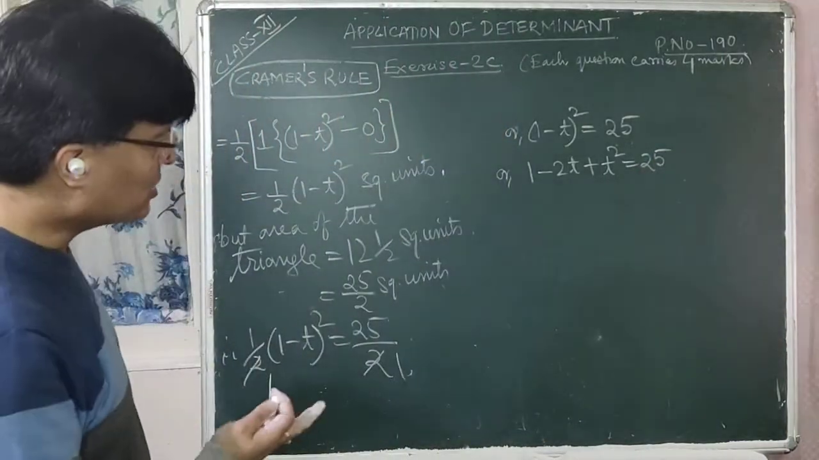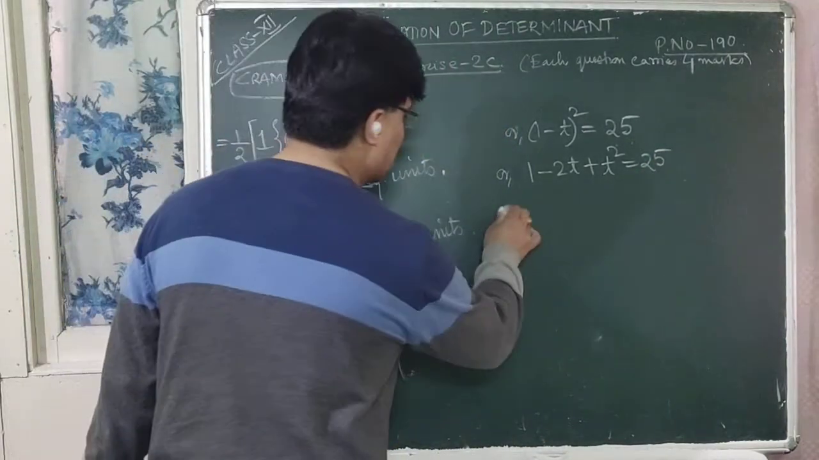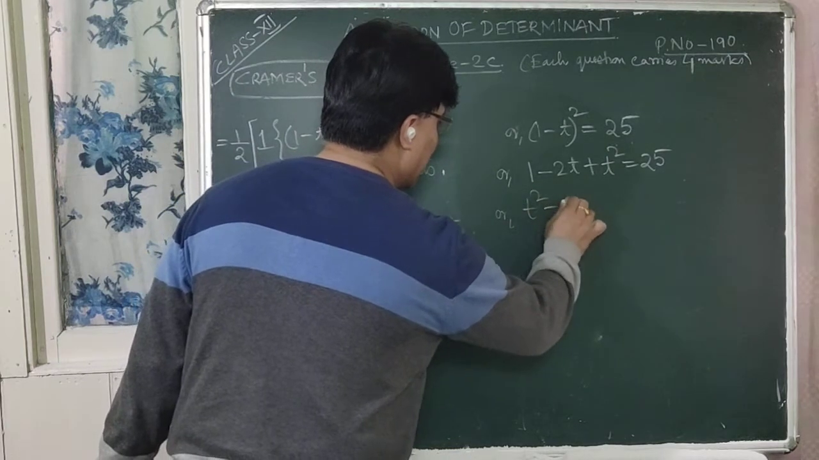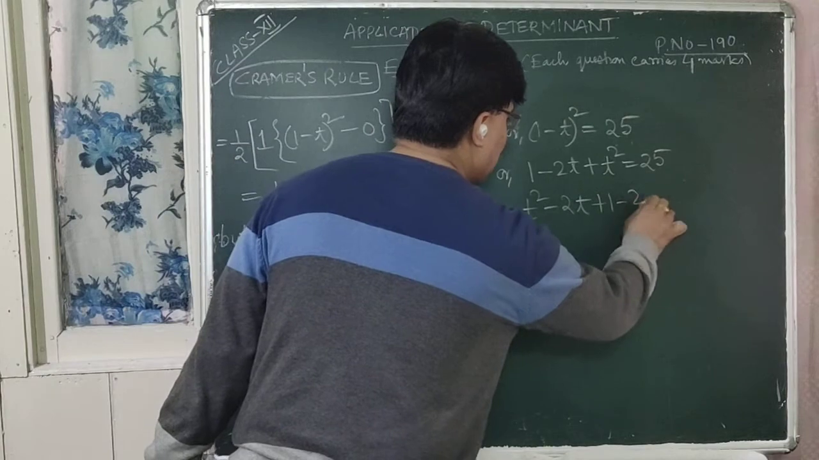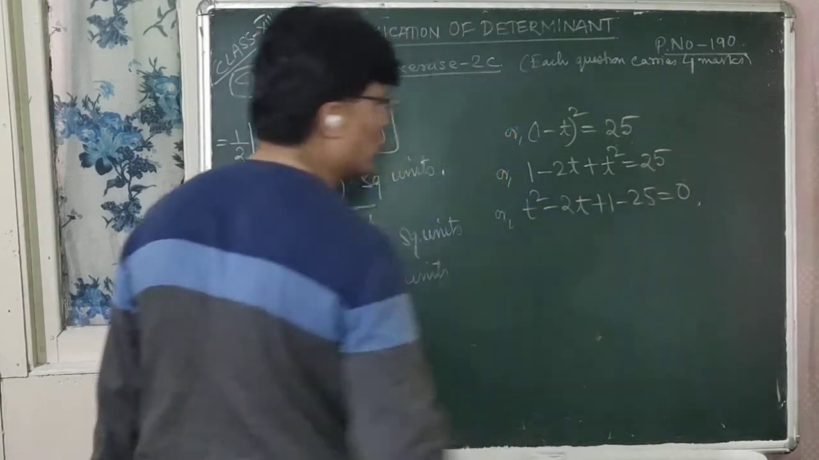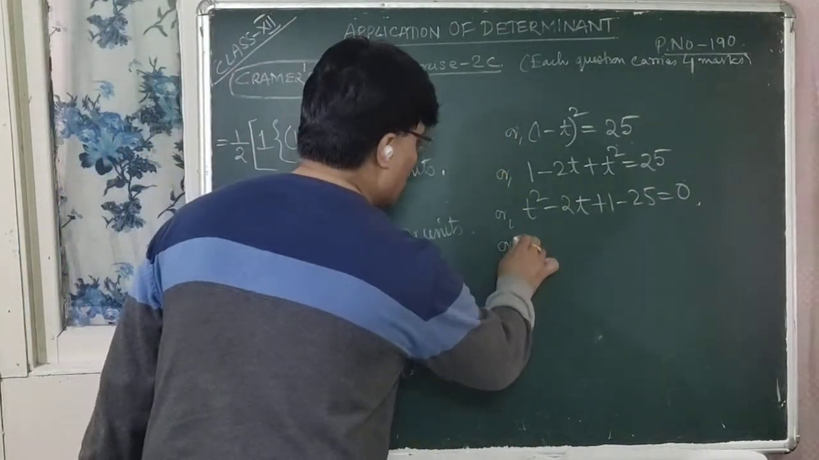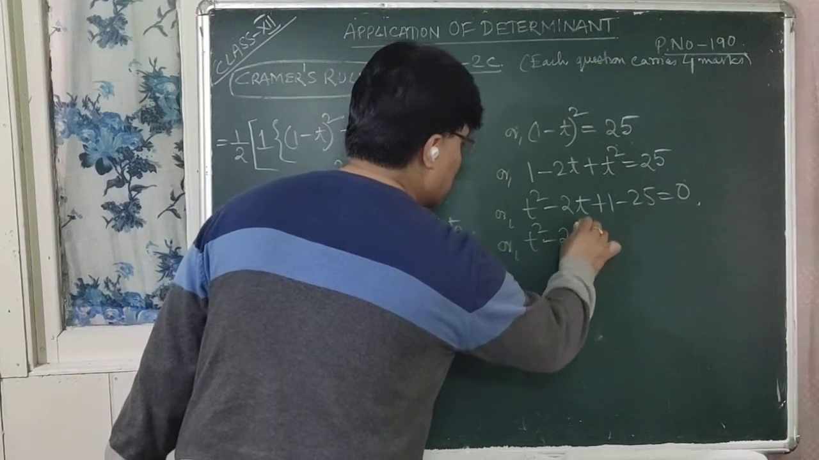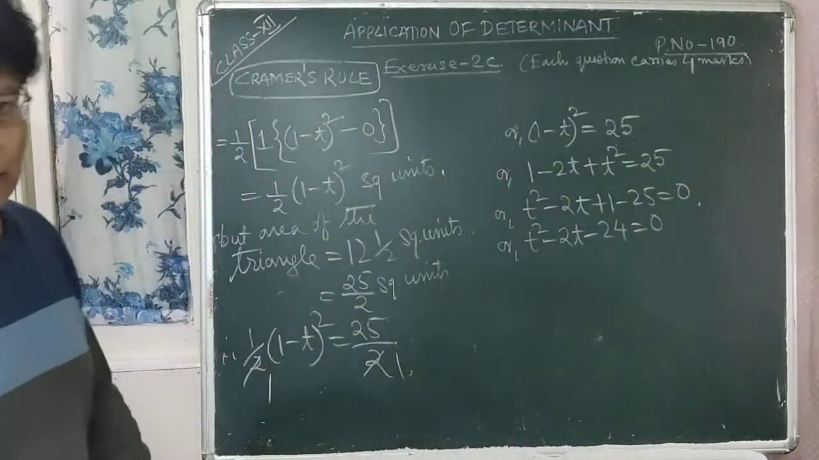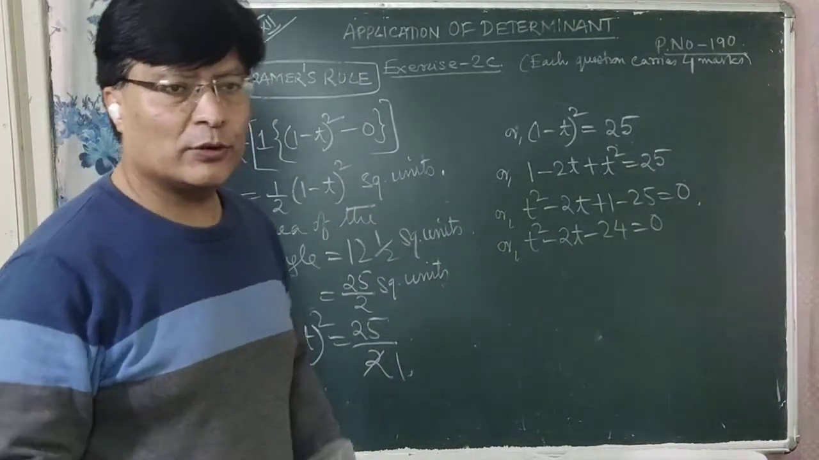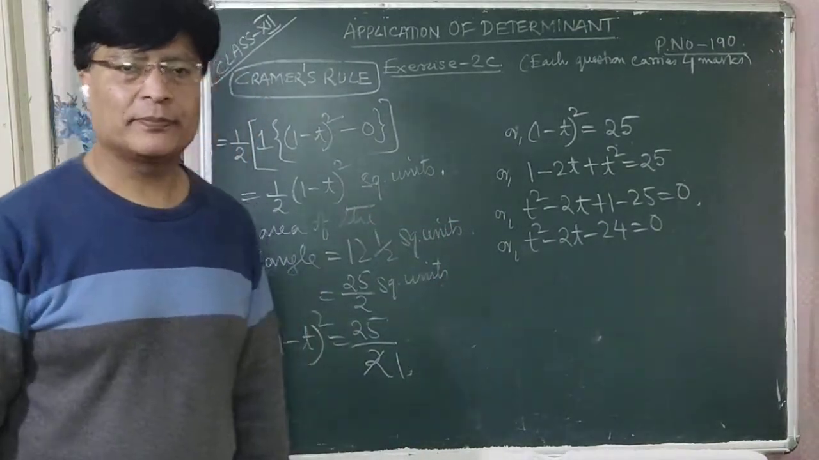Right? So let us take that 25 to the left hand side. Let us write first t square, then minus 2t plus 1 minus 25, which is equal to 0. Right? So t square minus 2t minus 24 is equal to 0. Is that clear now? Now you can do the middle term breaking.